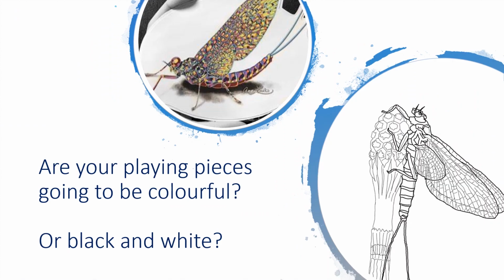Are your playing pieces going to be really colourful, like the mayfly at the top here? You don't have to keep the colours and the shapes of your insects to be exactly realistic. You can have a little bit of what we call artistic license. So things don't have to look exactly as they would in the wild. Or maybe your playing pieces are going to be black and white, to match a black and white playing board. It's up to you.